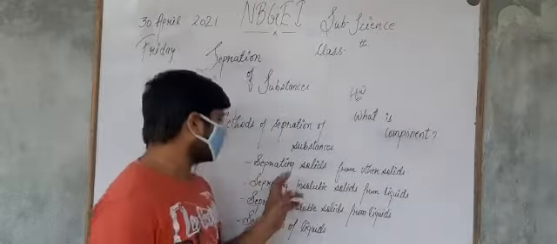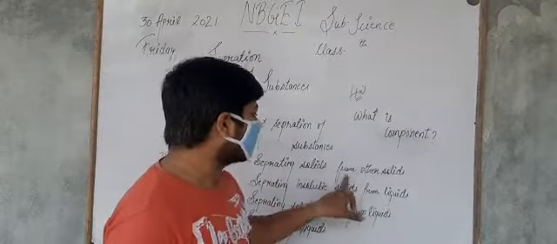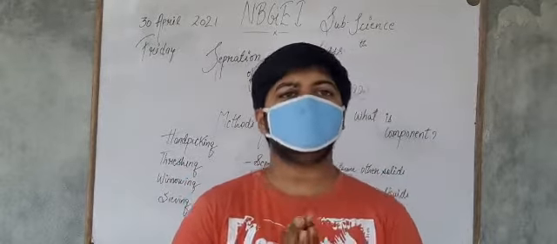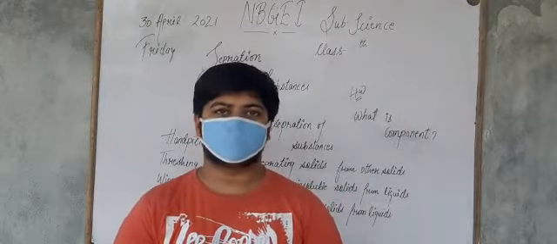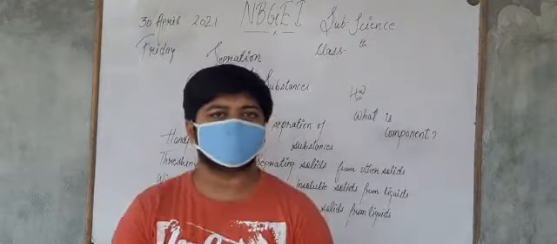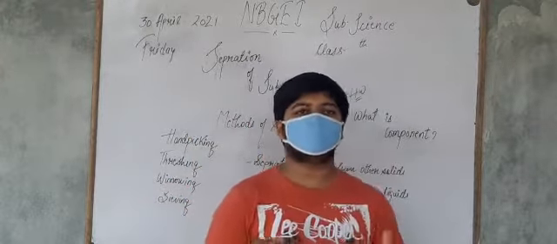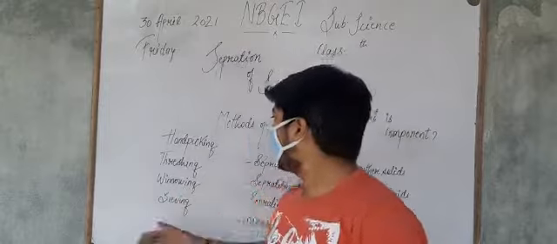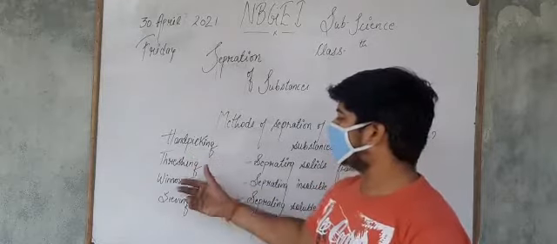Now today we will talk about the first method of separation of substances, and that is separating solids from other solids. In a mixture constituting different solid substances, the constituent particles differ from each other in terms of shape, size, and color. So we can make use of these properties to separate a mixture of solids. Different methods are used for this purpose, like hand picking, threshing, winnowing, and sieving.